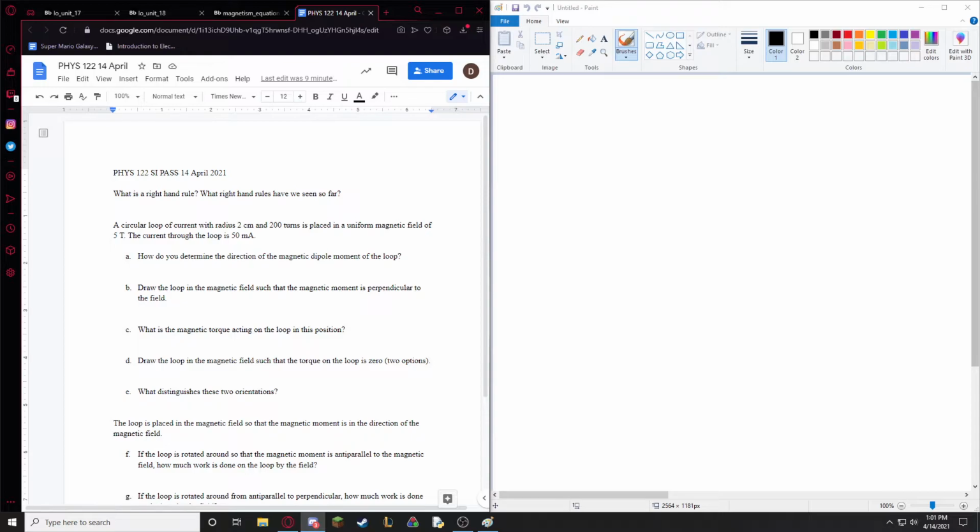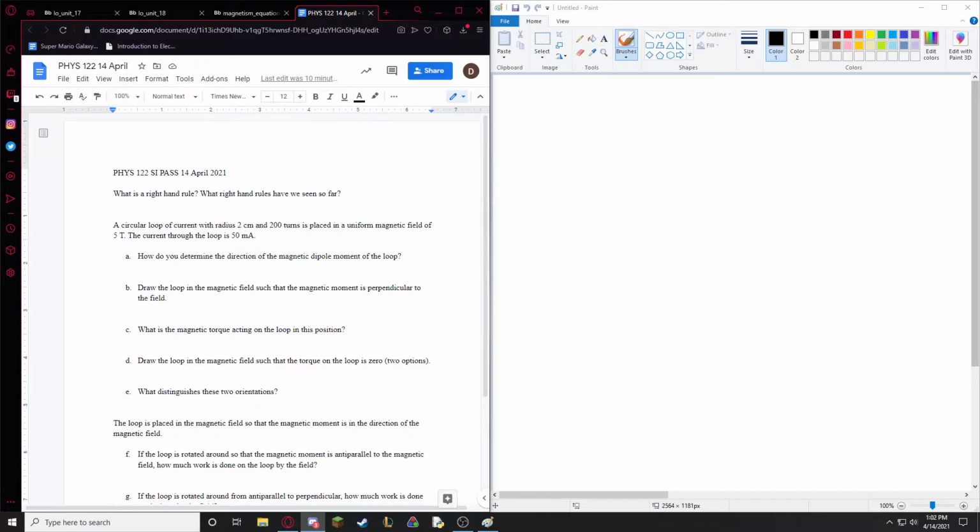So let's just go through and start off. What exactly is a right-hand rule? And what sort of right-hand rules have you seen so far? It's an easy way to visualize doing the cross product between two things, because you need to have a right angle and what is the resulting vector from it. Mm-hmm, exactly. And so what are some of the examples of right-hand rules you've seen so far?